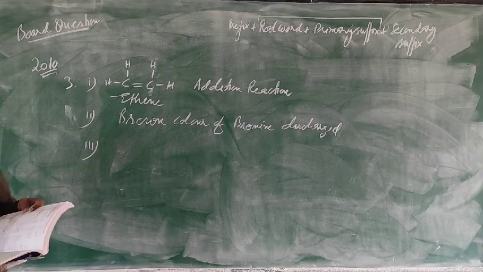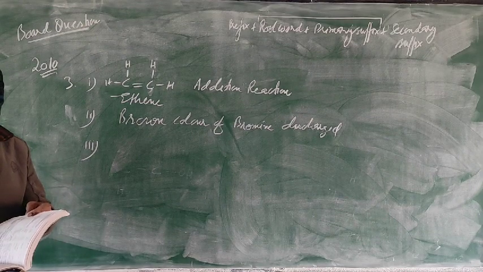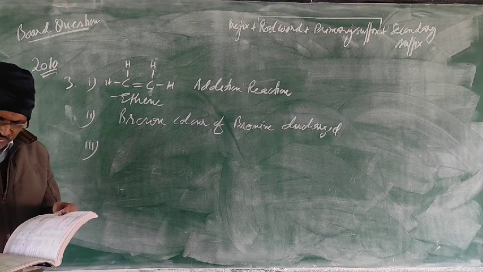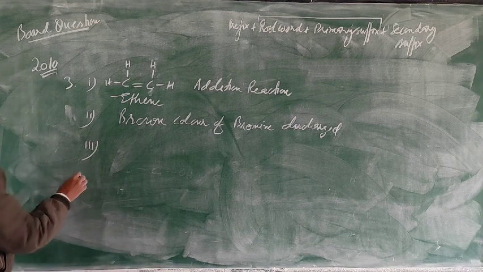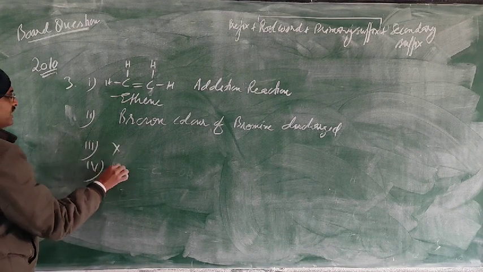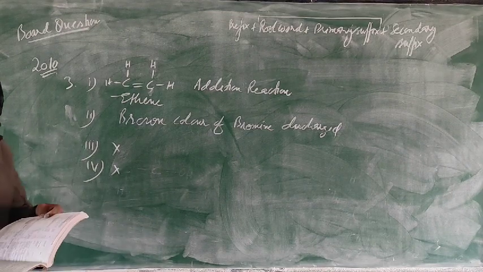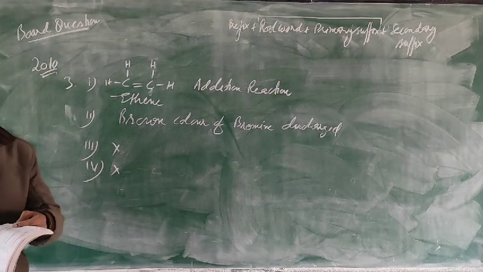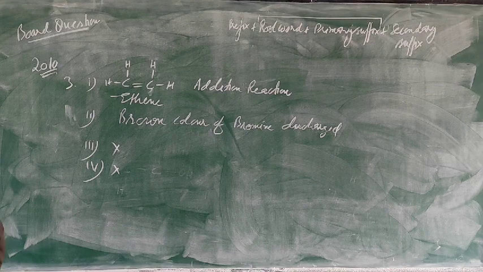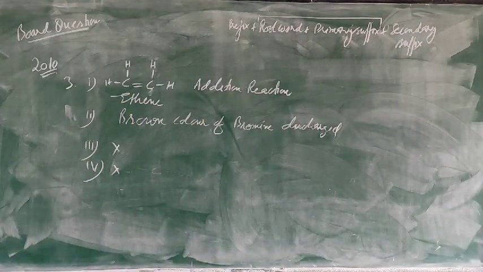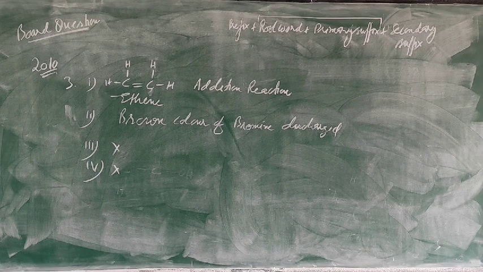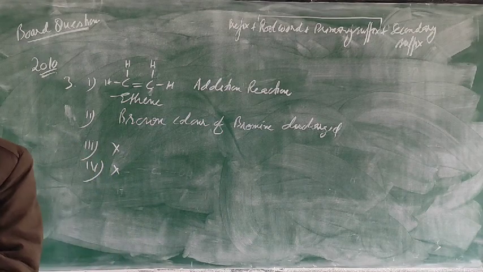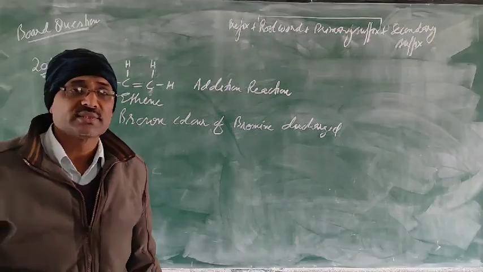Now the third one, name the compound formed when steam, that is not in the syllabus. Then what is the procedure for converting the product, that is also not in the syllabus. So the third and fourth you can leave. So this 2010 is over. Now 2011. I am going to stop here at 2010 and the rest of the questions we'll discuss in the next video.